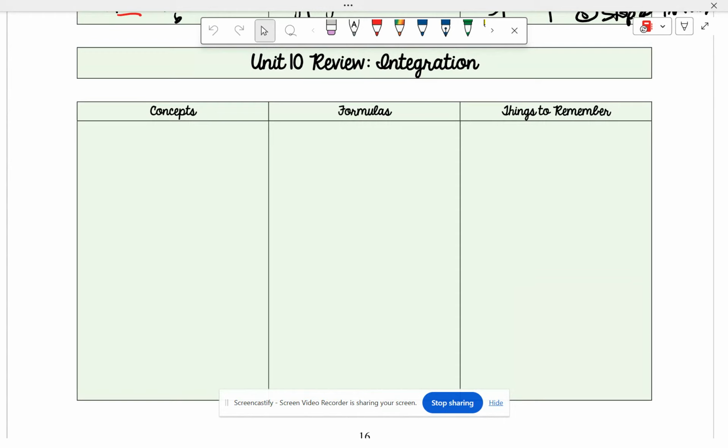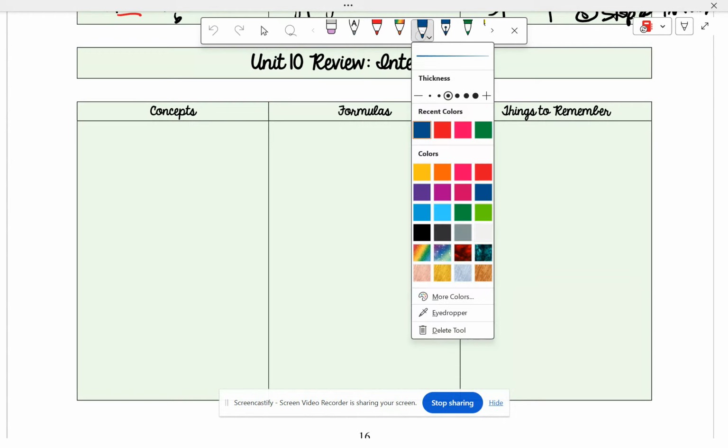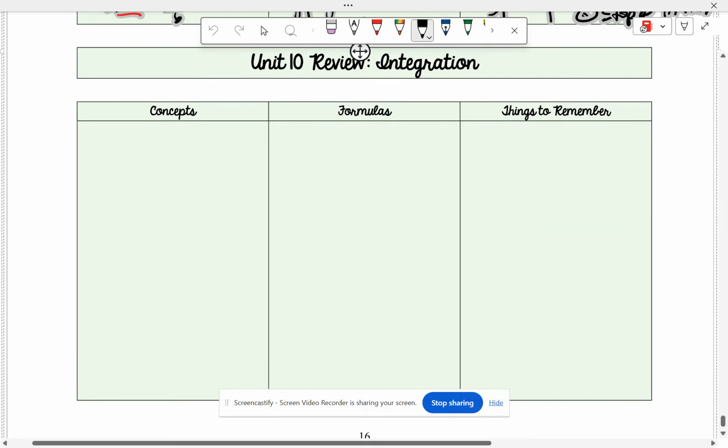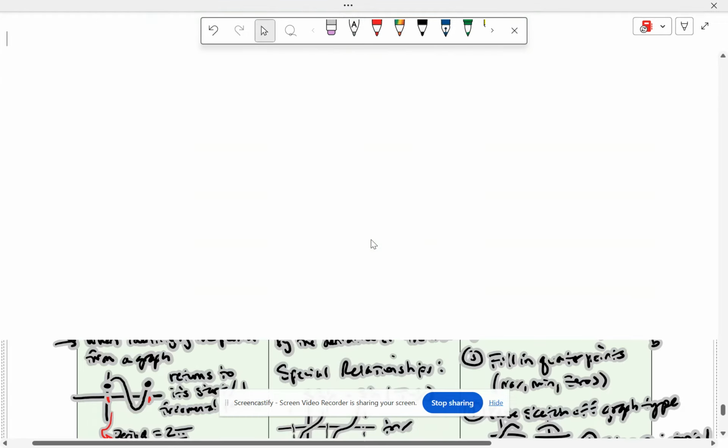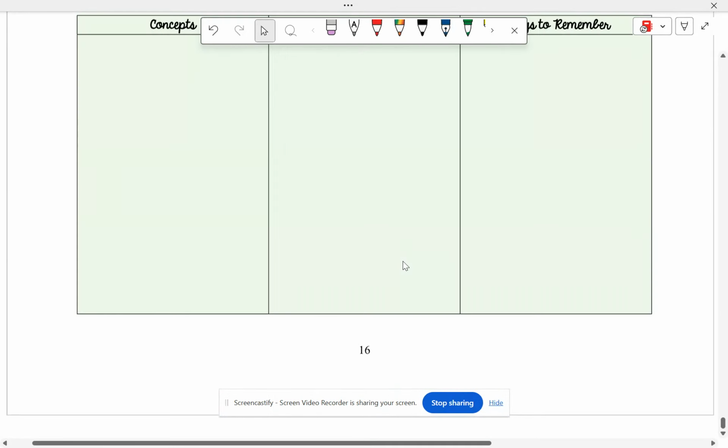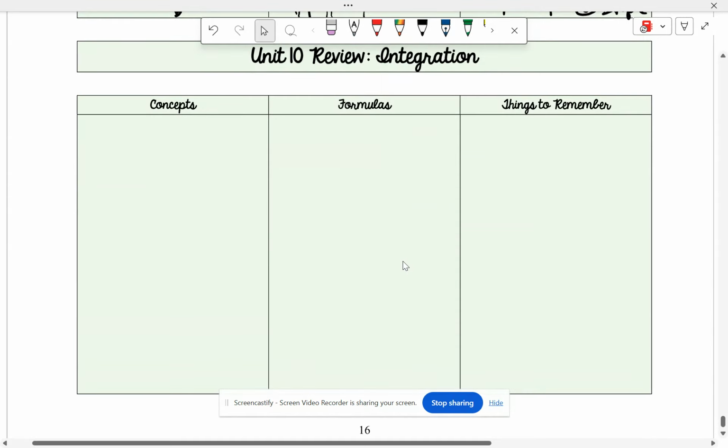Okay. So, let's talk about integrals. Yes. We have a few different types of integrals. So we have indefinite integrals.